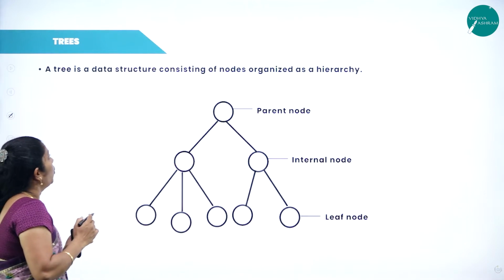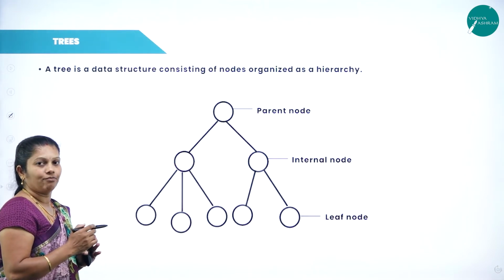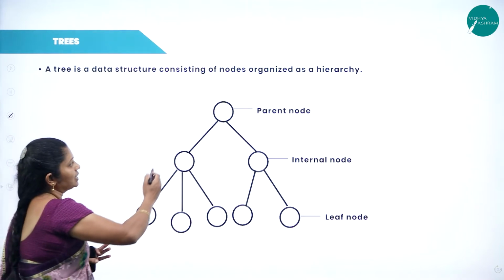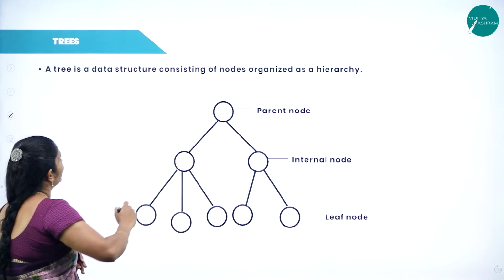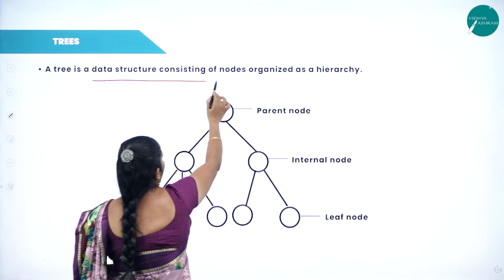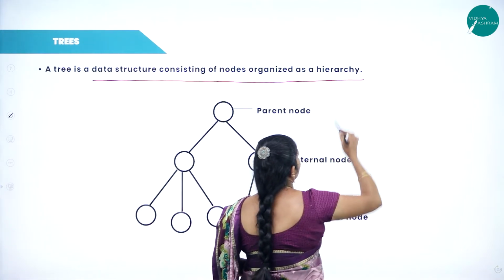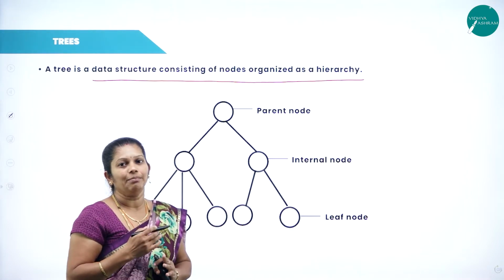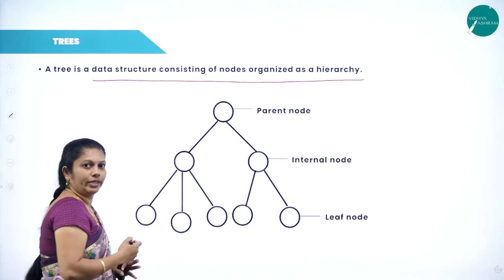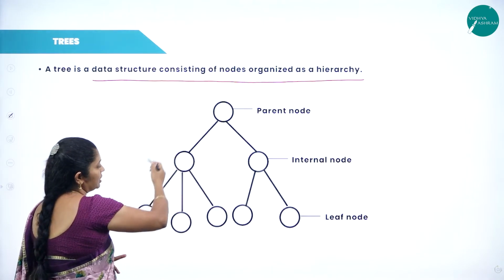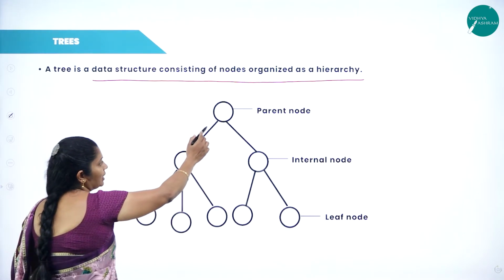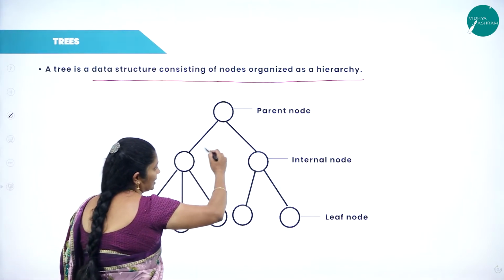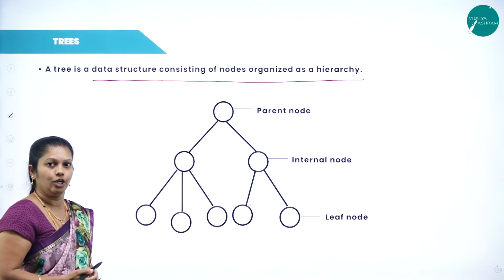Next, we will move on. What do you mean by tree as well as graph? When you observe this diagram, it contains nodes. A tree is a data structure consisting of nodes organized in a hierarchical format. If you observe this diagram, the starting node is called the parent node. Whichever nodes arise from it are called child nodes.